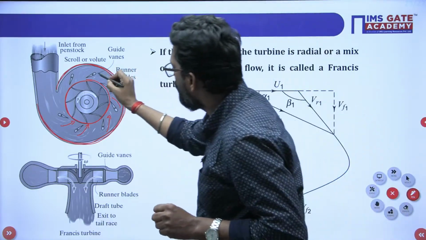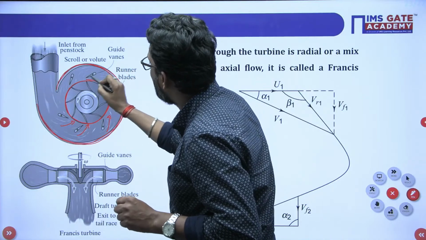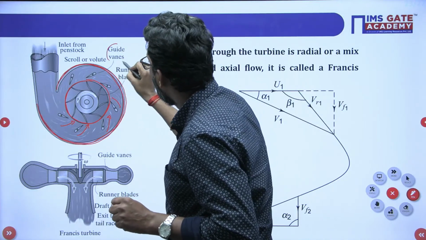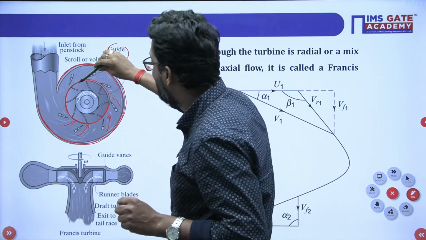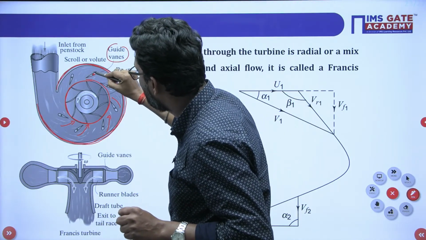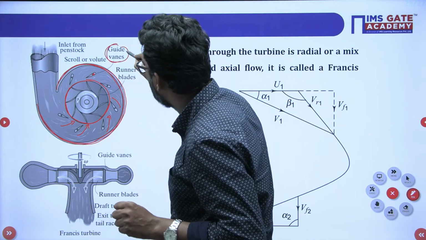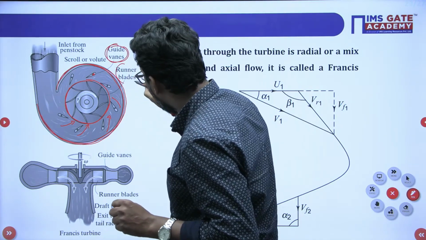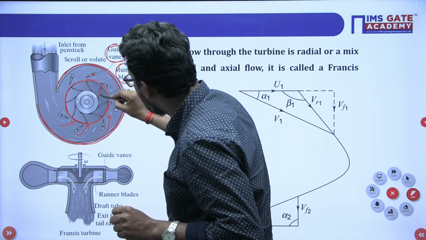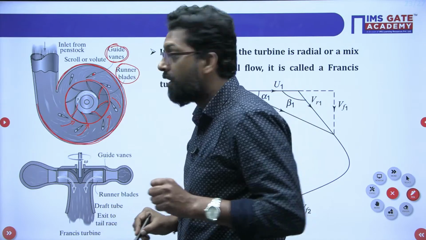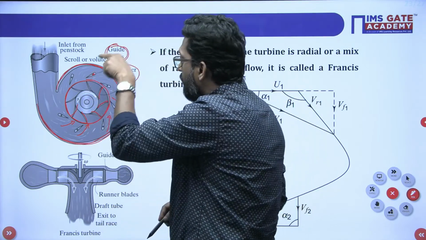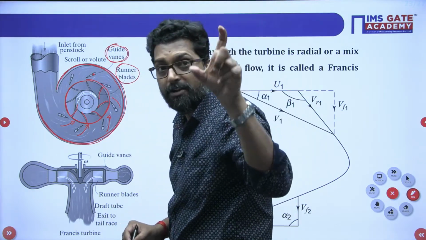Now this is your guide vane, also called stator. This is your guide vane, which will control the flow rate. It will adjust at this point. So this is called the guide vane. Now this is called the runner blade. So these are all the runner blades. Runner blade, runner blade, runner blade. So the guide vane will be here. What is the purpose of the guide vane?